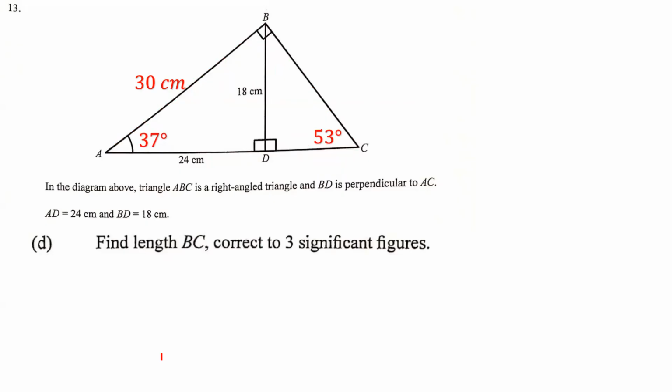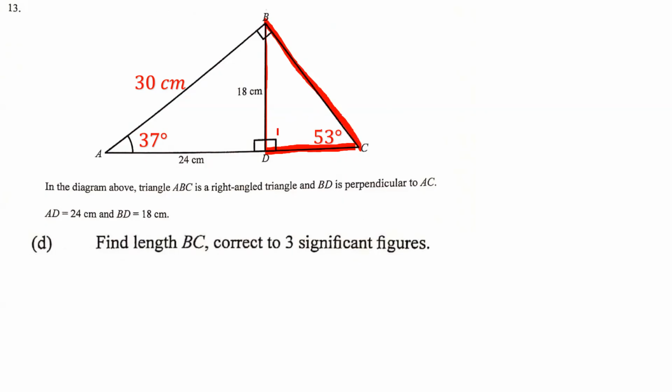It says, find the length BC correct to 3 significant figures. Now we have to go to this particular triangle right there, the smaller one. We need to find the length of BC. So we're looking at this triangle because this is the length BC, that is the hypotenuse.